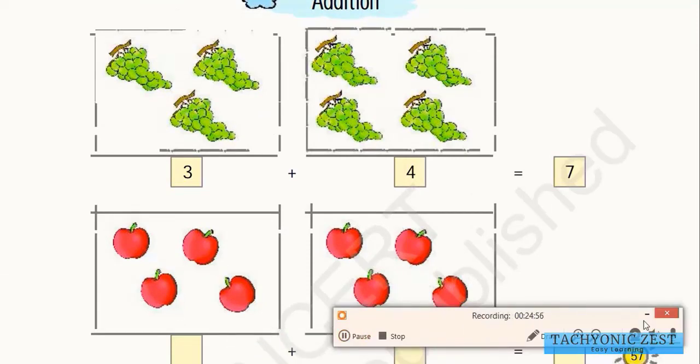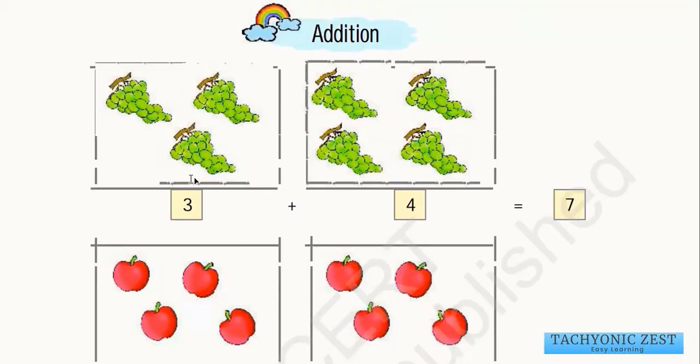Let us see the next question. So in the next question we have to add the total number of grapes that is here with the total number of grapes that is here and write down the total number of grapes that we get. So if we see here 1, 2, 3, we had 3 grapes, and now we add 1, 2, 3, 4. So we add 4 more grapes. So what is the total number of grapes we have?